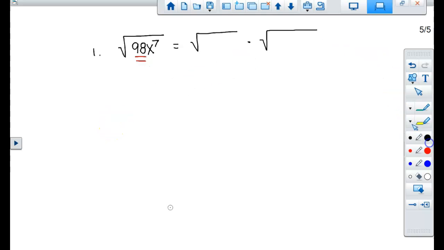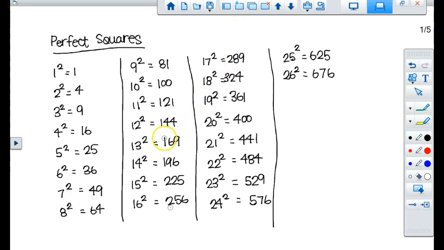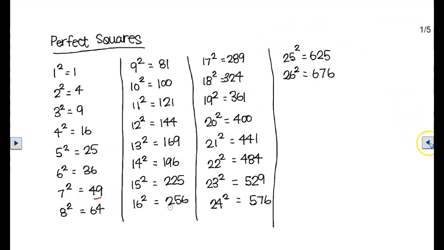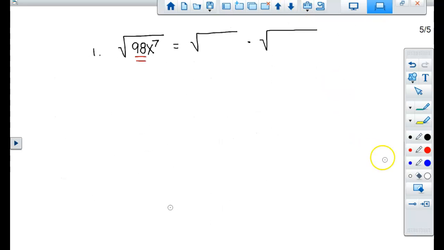Now, to simplify the square root of 98, that's where we need to go to our list. All right, 98 would fall between 81 and 100. So what I'll do is start here at 81, and I'll work my way up through the perfect squares until I find the biggest one that is a factor of 98. So 98 will not divide by 81. It won't divide by 64, but 98 will divide by 49. 98 divided by 49 is 2. So I'm going to use 49 times 2 to factor the square root of 98.